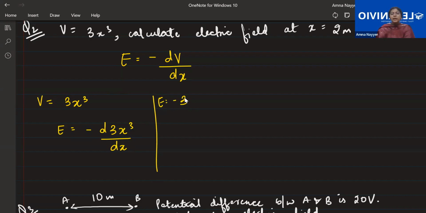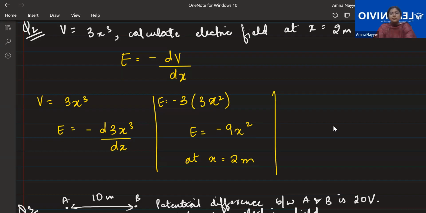So the electric field will be minus 3 taken out. X cube's differential, what will it be? 3x square. Correct. So the electric field's equation is minus 9x square. Now at x equal to 2 meters, we just have to put it. Electric field will be minus 9 into 2 square, which is minus 36 volt per meter.